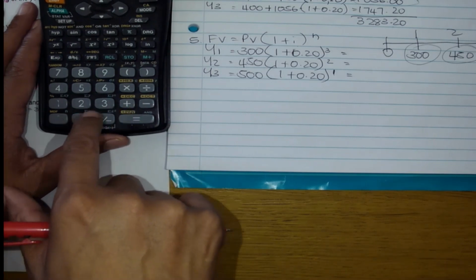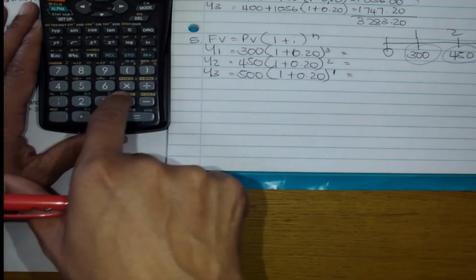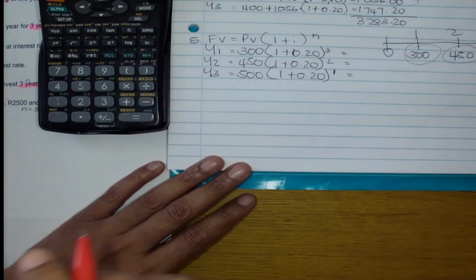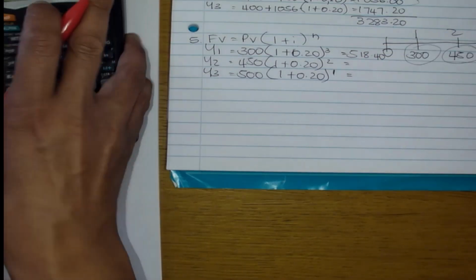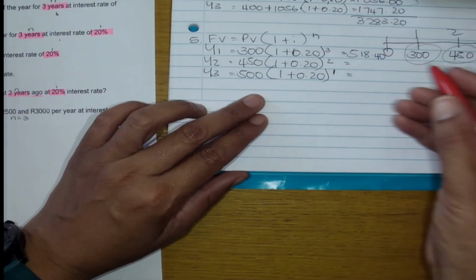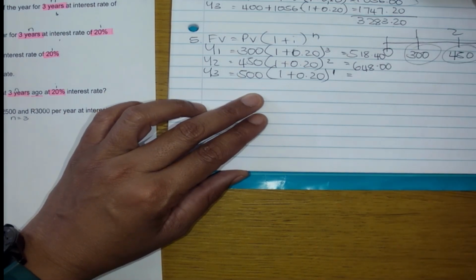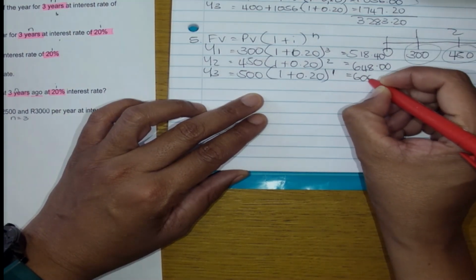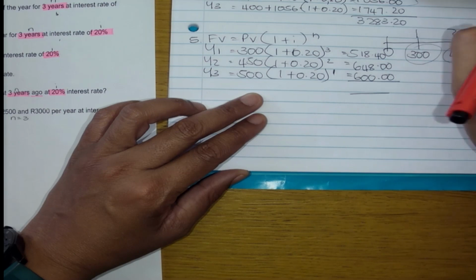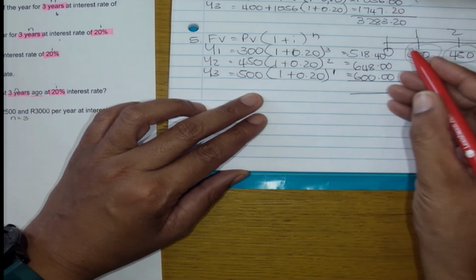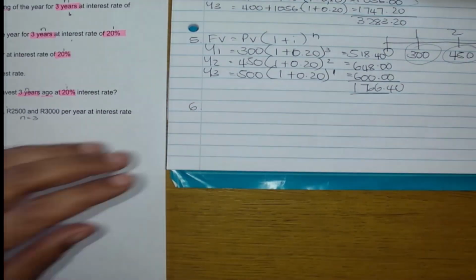Calculate it with me. 300, open bracket, 1 plus 0.2 to the power 3 is equal to 518.40. Okay, let's calculate it. The second one works out to 648, and the third one works out to 600. So you add 600 plus 648 plus 518.40, which gives me 1766.40. Okay, then we have question number 6.